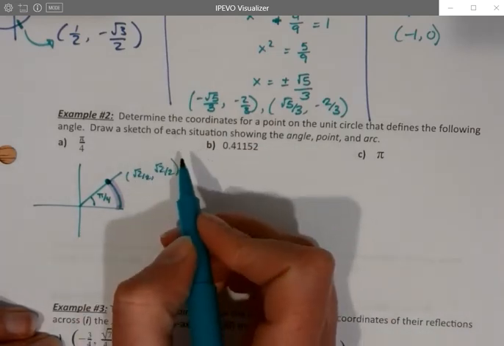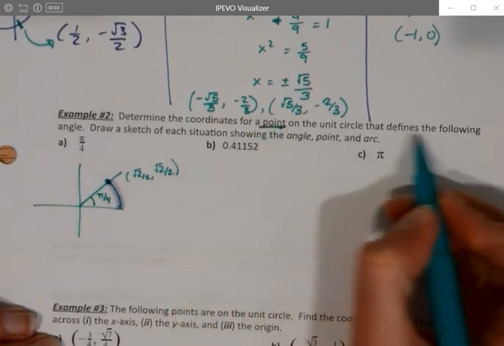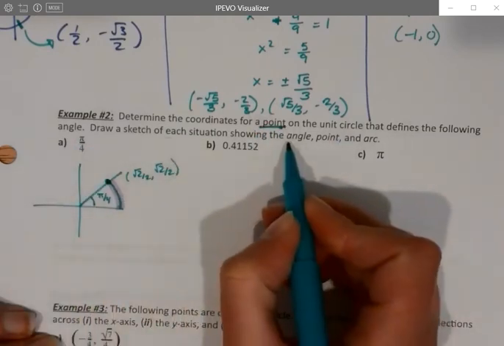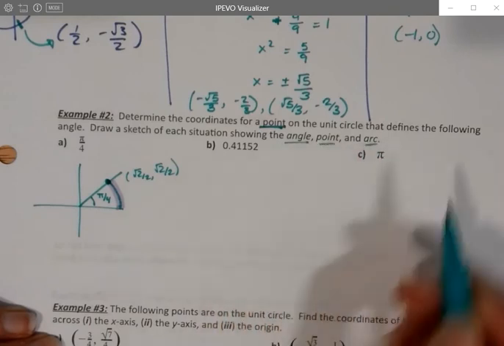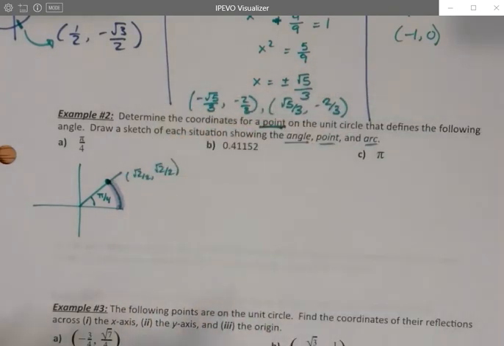Okay, so we have determine the coordinates and the point. We got the coordinates of the point in the unit circle that satisfies the following angle, and we drew a sketch of the situation showing the angle, the point, and the arc. Remember that arc is also a length of pi fourths as well.